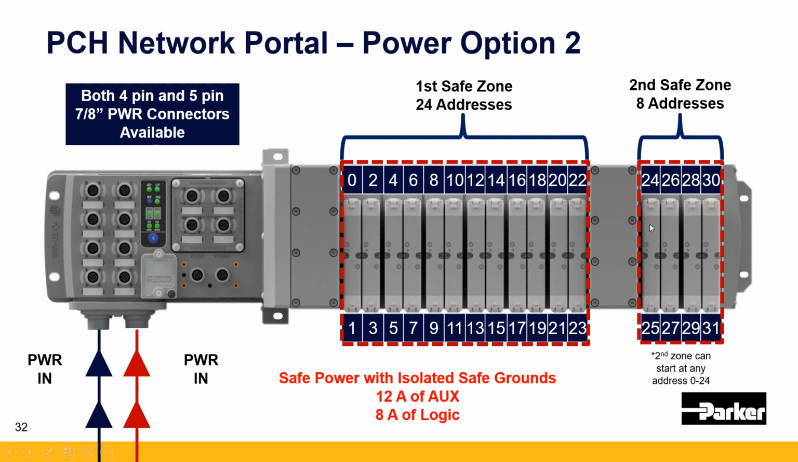This is what's really established in the marketplace. Again, 4-pin, 5-pin, 7/8 inch power connectors. There's also a power budget we like to talk about. So for that power out connector, you are able to actually pass through up to 20 amps of power. So the PCH portal has a max on it. It'll consume at a max of 8 amps of logic power and a max of 12 amps of aux power.